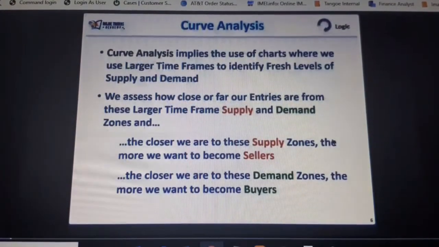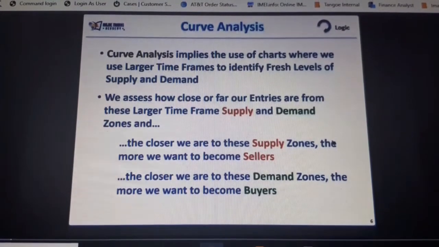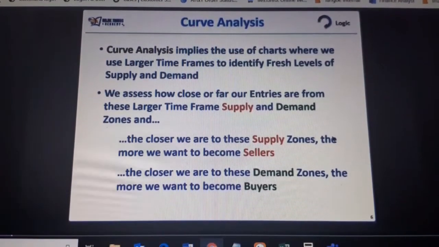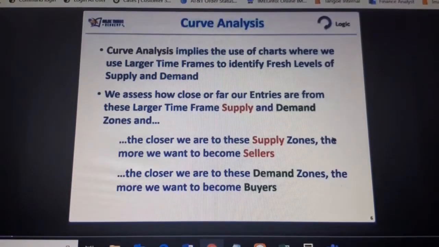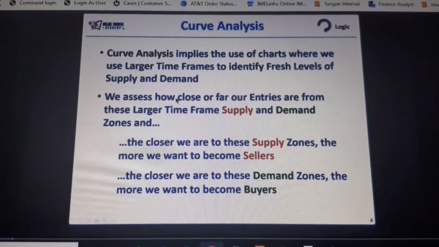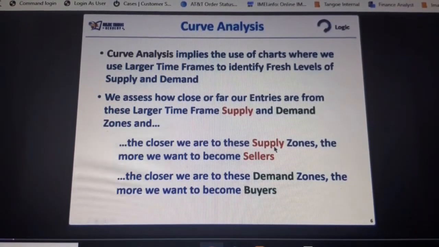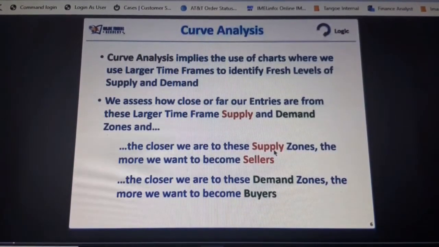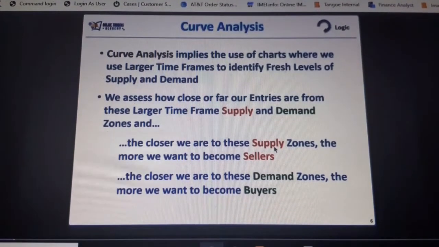Okay. Now, curve analysis implies the use of charts where we use larger time frames to identify fresh levels of supply and demand. So in curve analysis, we identify fresh levels of supply and demand on the higher time frame. Now we assess how close or far our entries are from these larger time frame supply and demand zones. The closer we are to the higher time frame supply zone, the more we want to become sellers. The closer we are to the demand zones, the more we want to become buyers.